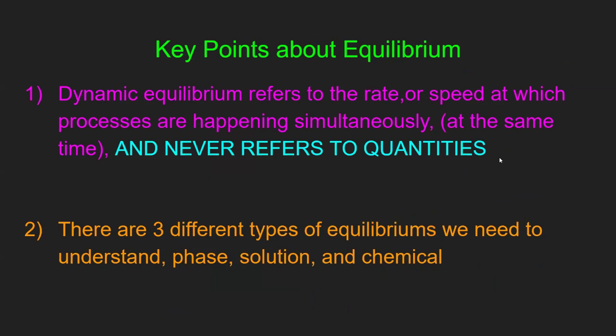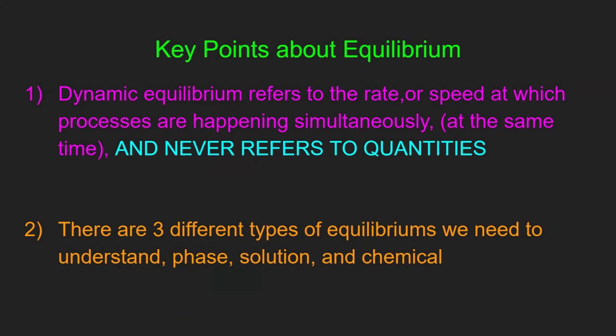A dynamic equilibrium refers to the rate or the speed at which processes are happening at the same time. So you've got a forward process happening at the exact same time as you have a reverse process happening. That never refers to the quantity, right? The amount of ice and the amount of water in the glass are not relevant in order to establish an equilibrium between the melting and the freezing, or the amount of gas and the amount of liquid.